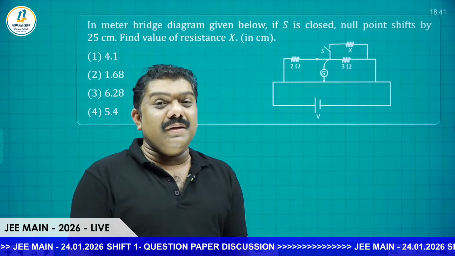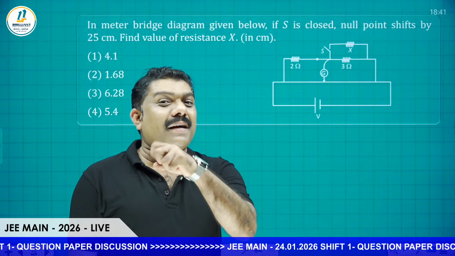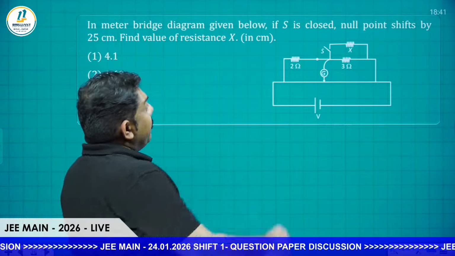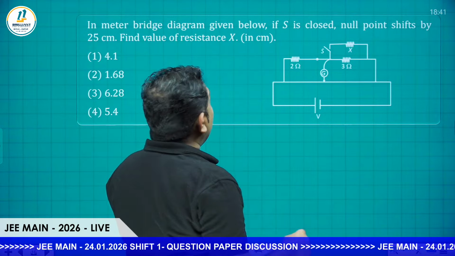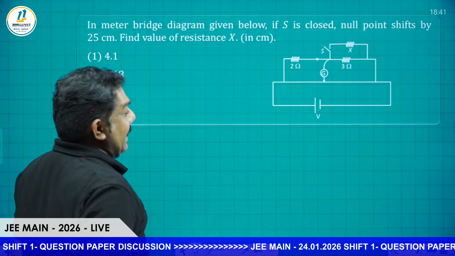It is a meter bridge question. We know it is not directly in our board syllabus, but in our practical it is there. In the meter bridge diagram given below, if S is closed, the null point shifts by 25 centimeter. Find the value of resistance X.